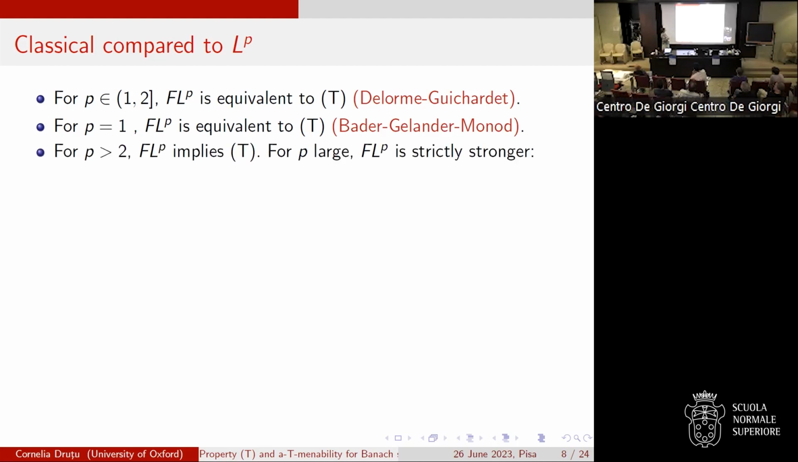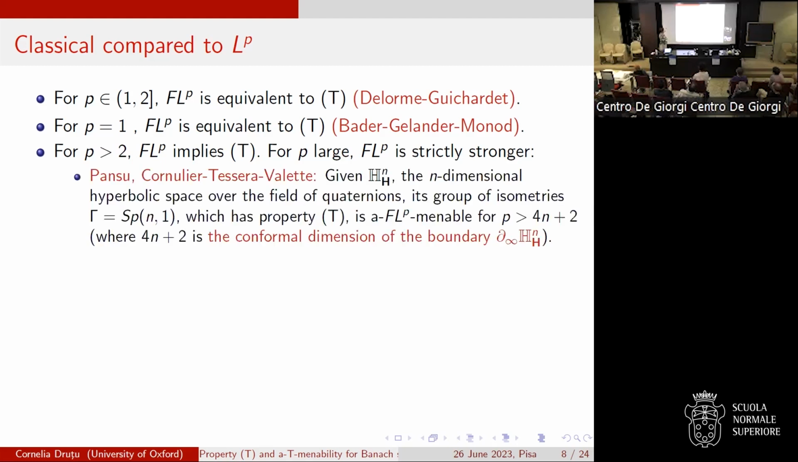And another thing is that FLP always implies T. So it doesn't matter if P is between 1 and 2 or larger than 2, it always implies T. And if P is large enough, one can argue and actually show that FLP is strictly stronger. This comes from results that go some time back. Pierre Pansu, implicitly and explicitly, Cornulier, Tessera and Valette proved that if we consider the quaternionic hyperbolic space of dimension n, and look at either its group of isometries or any lattice in it, all these have property T. But on the other hand, they start acting properly on LP spaces as soon as we go with P beyond this number, which is the conformal dimension of the boundary.